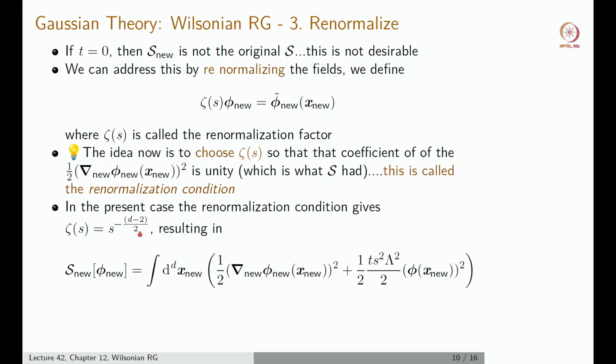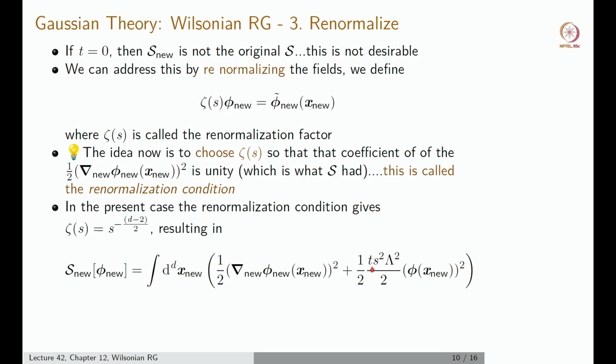Okay. So if I now choose zeta of S to be that, you see I get this S new. It is a new action because I have done the scale transformation to phi new. All the intermediate terms have gone away, and you see I get a theory with 1/2 gradient phi new squared and all of this stuff, everything as expected. The only important thing that happens is that t changes to t times S squared. Okay. So that is what happens.